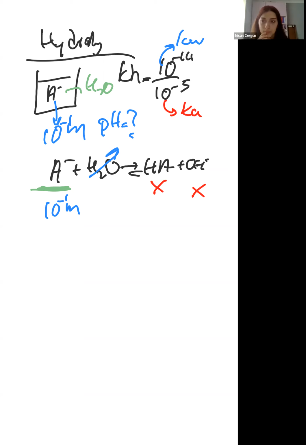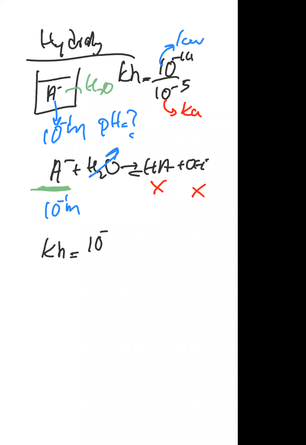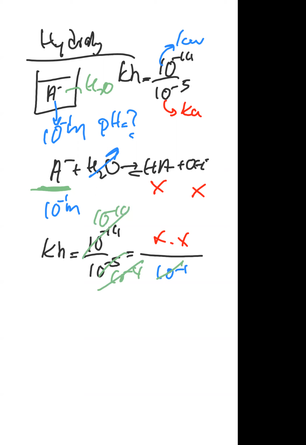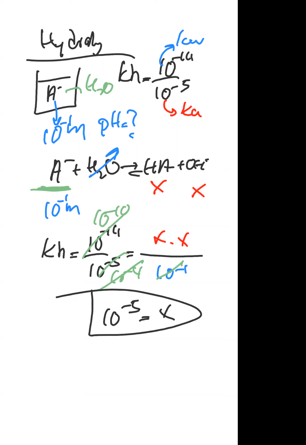Then we have the situation of K hydrolysis, which is 10 to minus 14 divided by 10 to minus 5, and also we have X times X divided by 10 to minus 1. Let's check. This gives 10 to minus 10 on one side, and it will yield 10 to minus 5 for X accordingly. This shows us the concentration of OH minus is 10 to minus 5, which means pOH is 5.